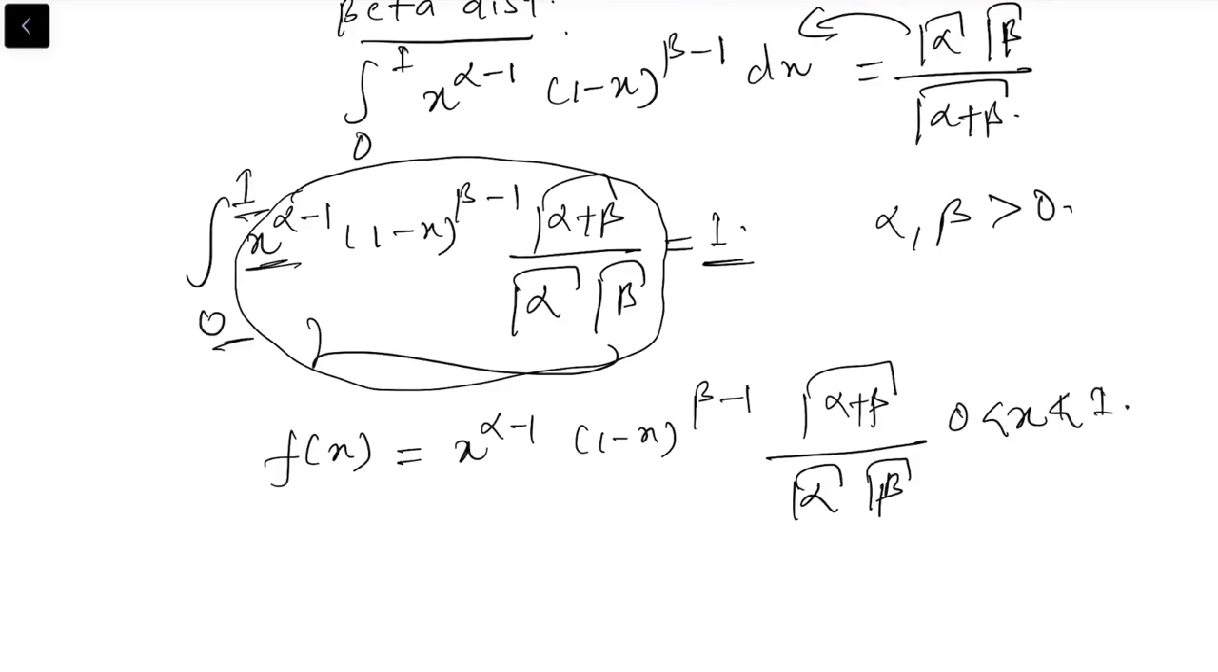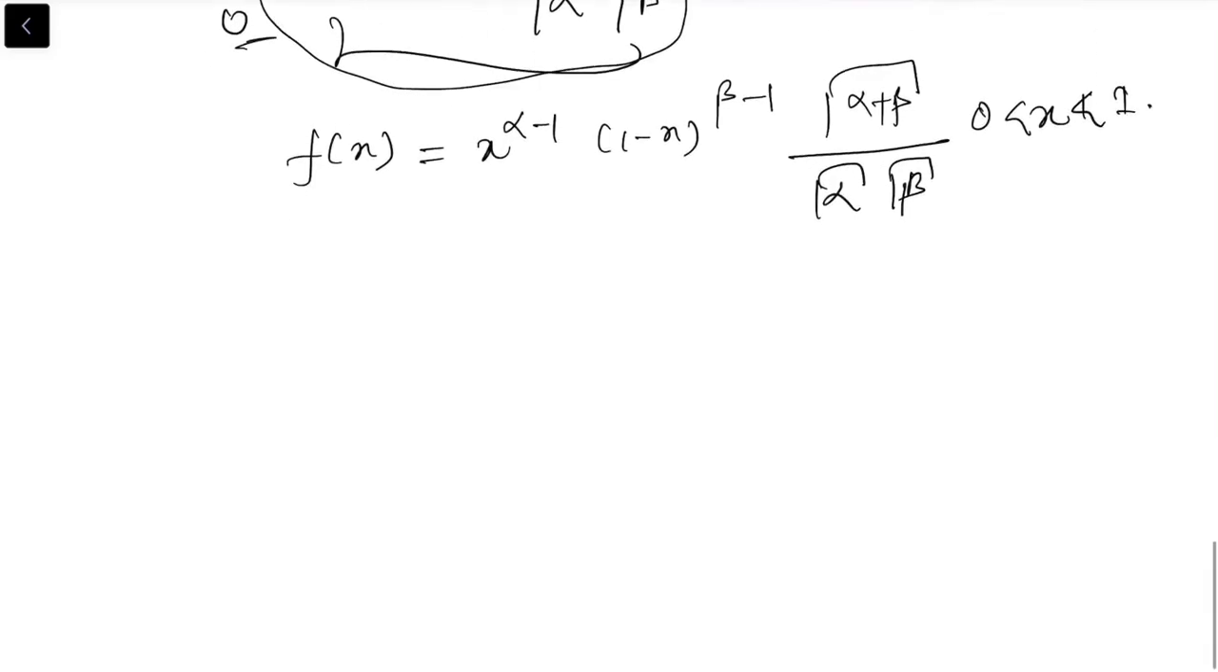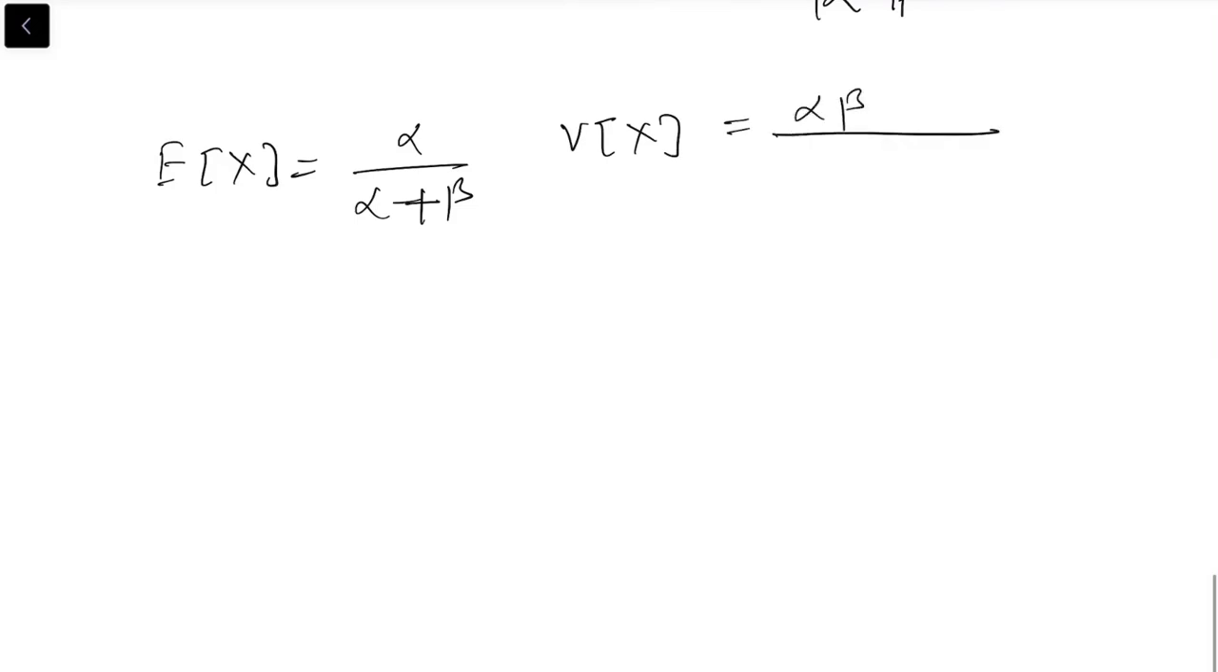Now let's look at the mean and variance. So the mean is alpha by alpha plus beta, and the variance is alpha times beta divided by alpha plus beta whole square times alpha plus beta plus 1. We are not going to derive this. You can simply remember this and apply it in questions.